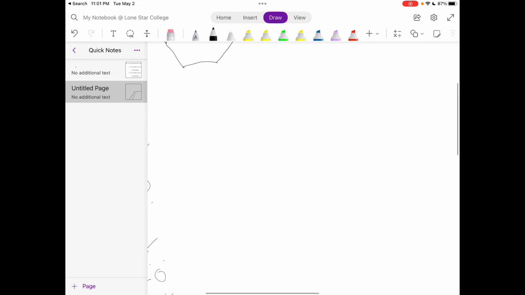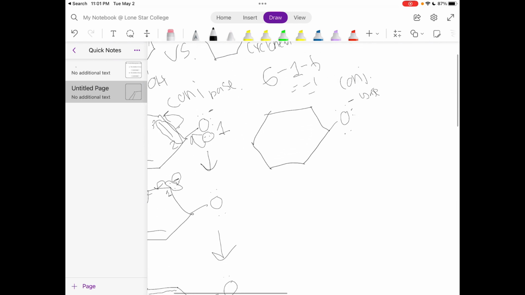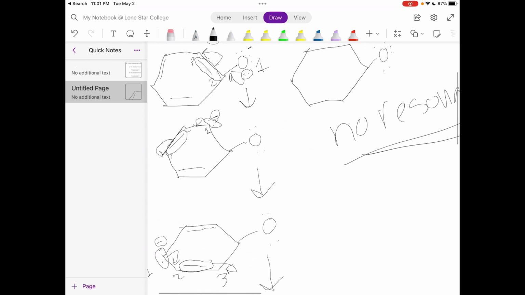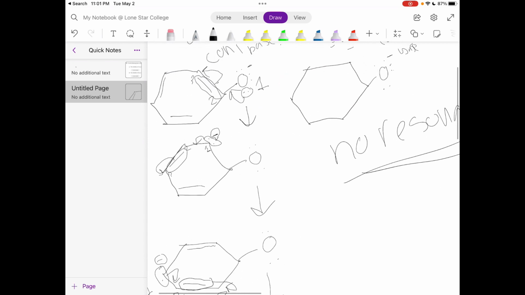Now let's look at the cyclo-oxyl, whatever you want to call it. So I don't even see a double bond. So no resonance. Easy dub. But apparently you still have to look at the size and electronegativity.